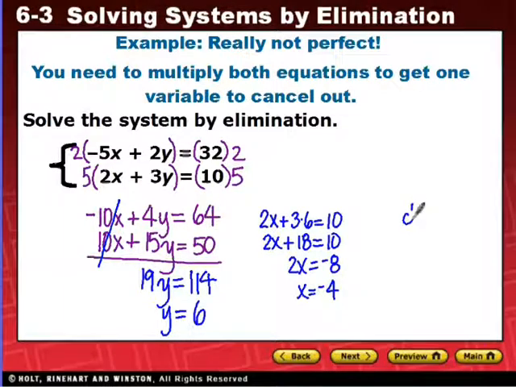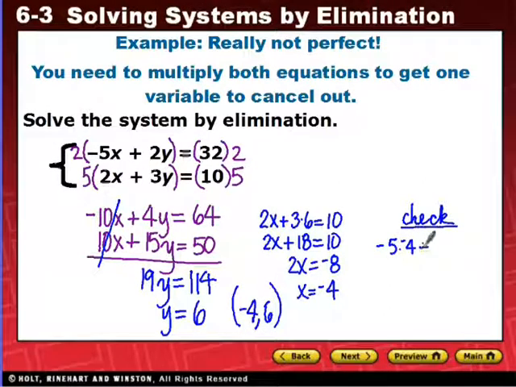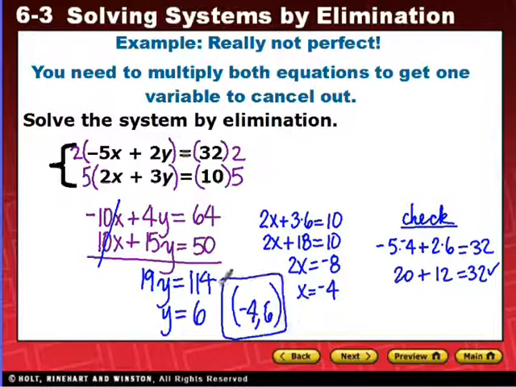Check it. Make sure it really works. Right, we think our answer is negative 4 comma 6. And we're going to check it in the first equation. So that's negative 5 times negative 4 plus 2 times 6 is supposed to equal 32. 20 plus 12 equals 32. That is true, so I know my answer is correct.